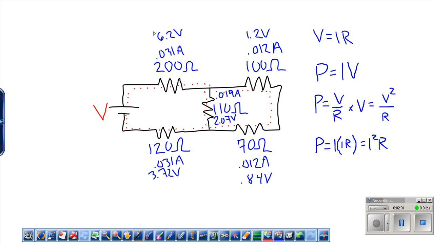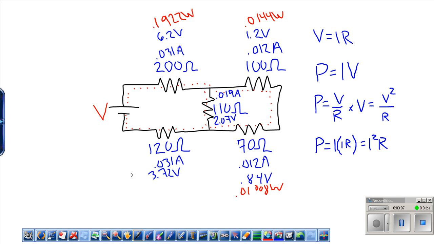So for R1, this 200 ohm resistor here, you should get a power of about 0.1922 watts. Over here at resistor 2, the power should be about 0.0144 watts. Resistor 3 down here is 0.01008 watts.